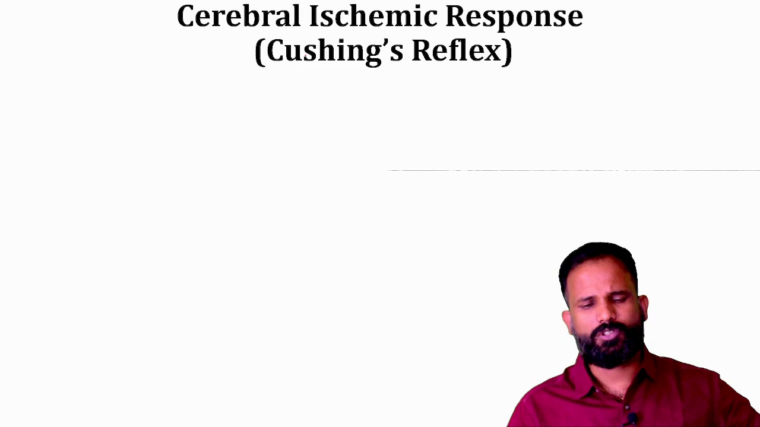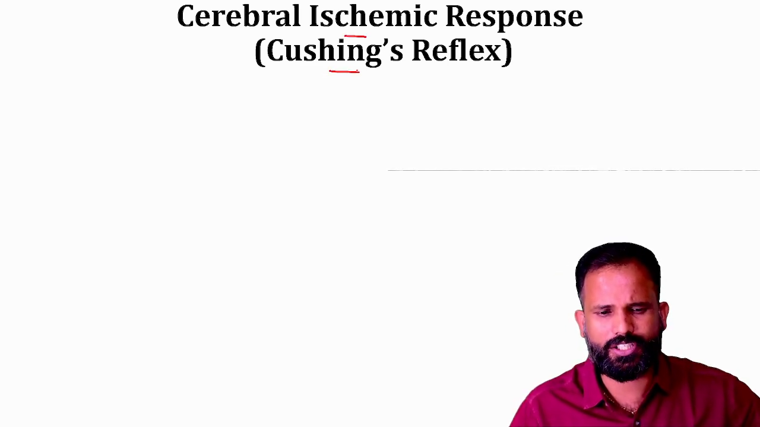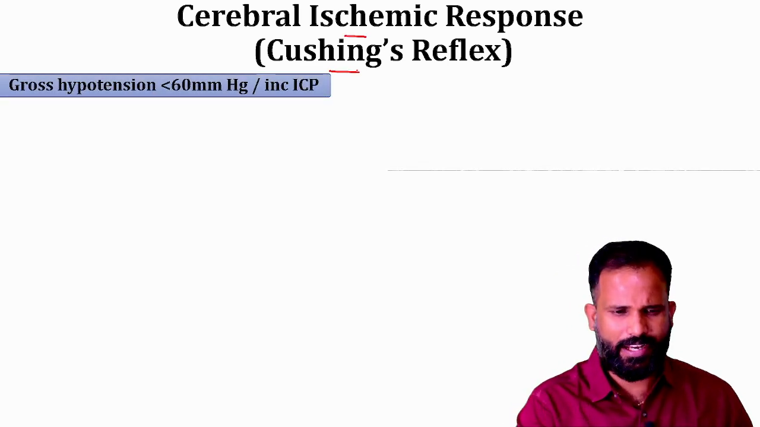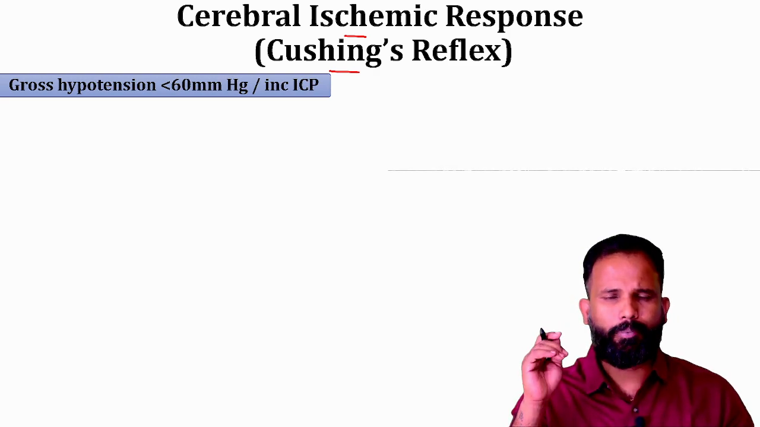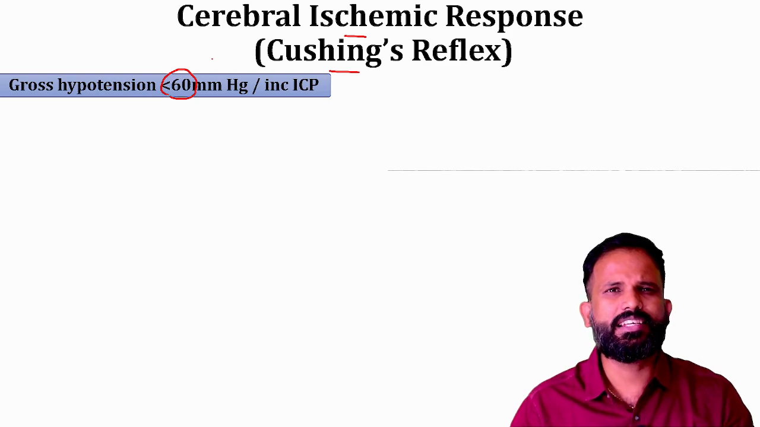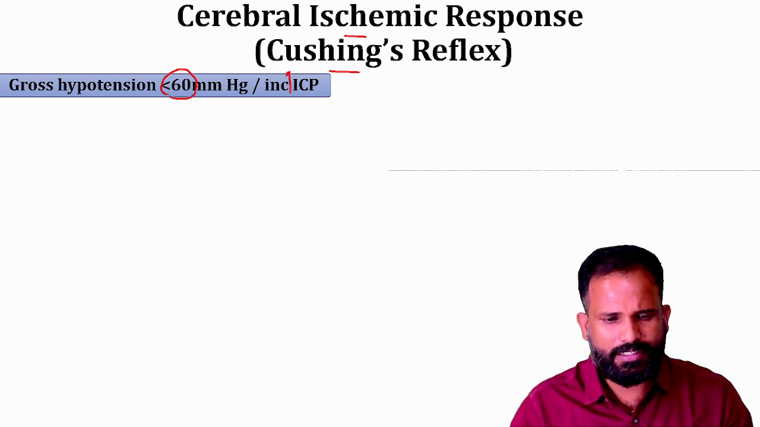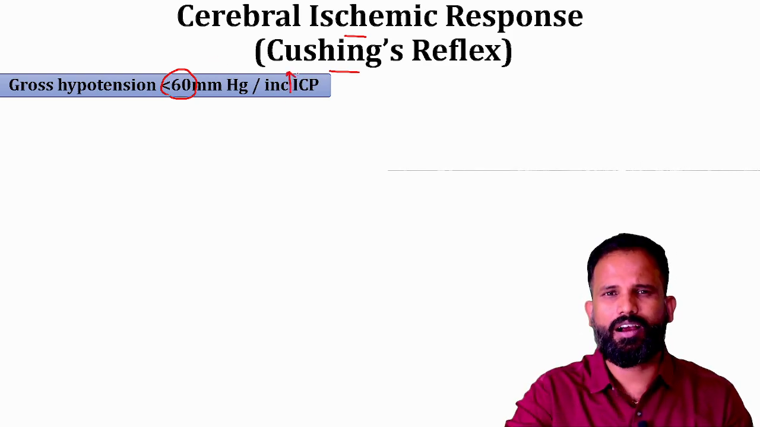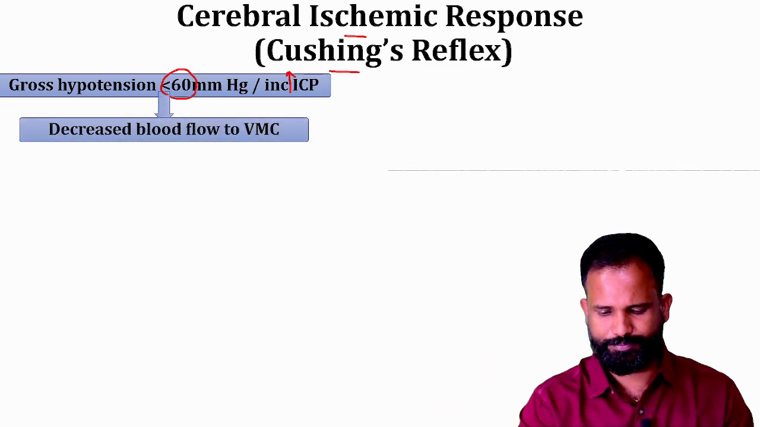And there is a response called the cerebral ischemic response or Cushing's reflex. Whenever the blood flow to the brain is reduced, it occurs when the BP is lowered to less than 60 mmHg, or there is a rise in intracranial pressure occluding the blood flow.